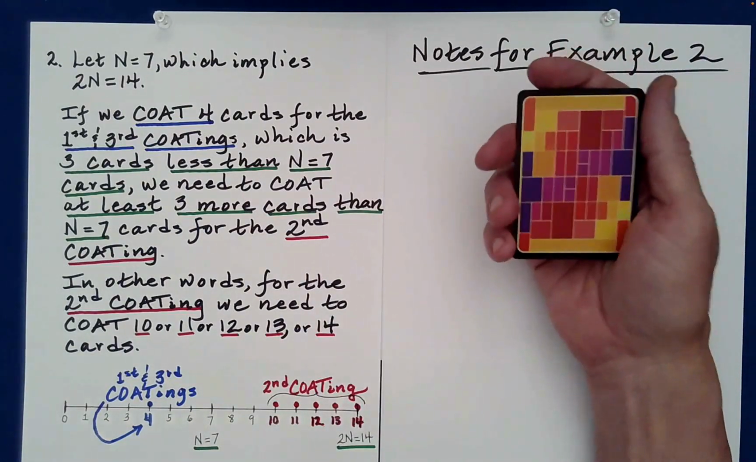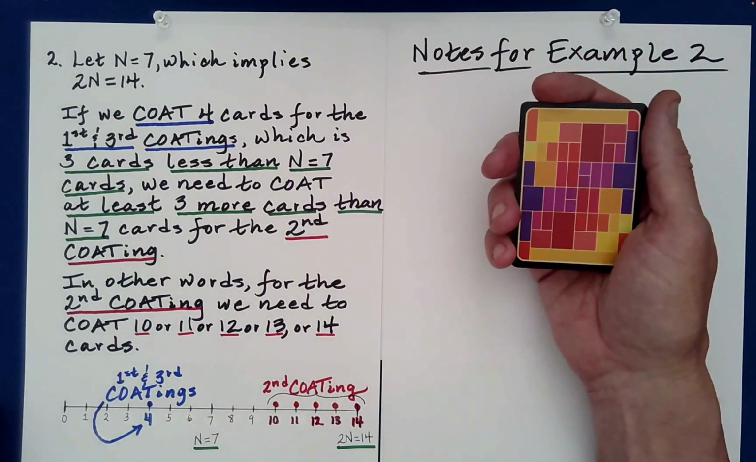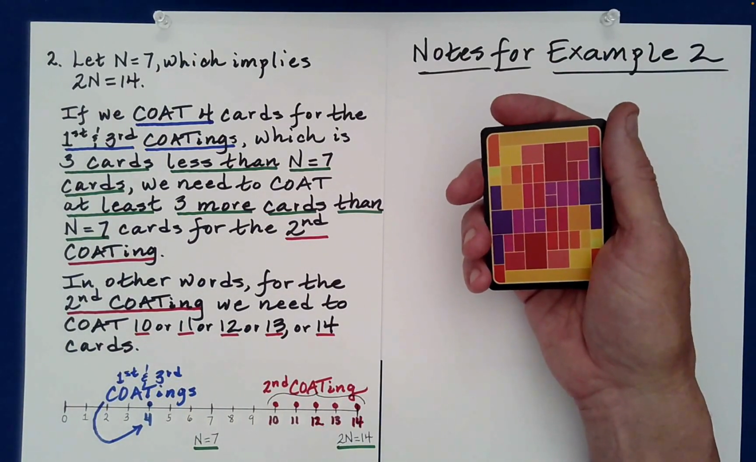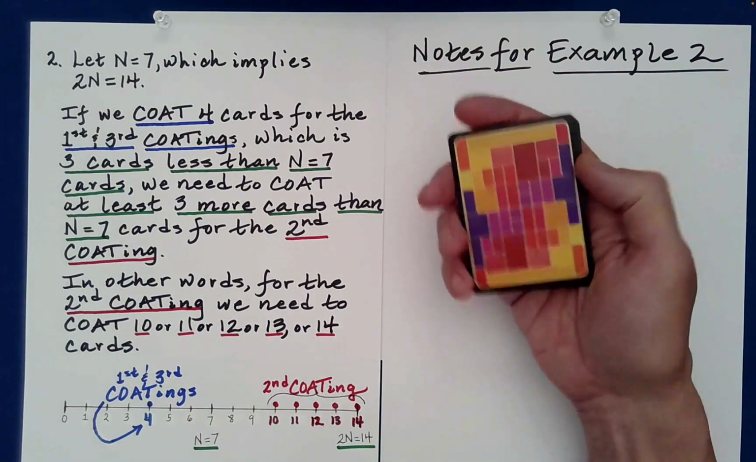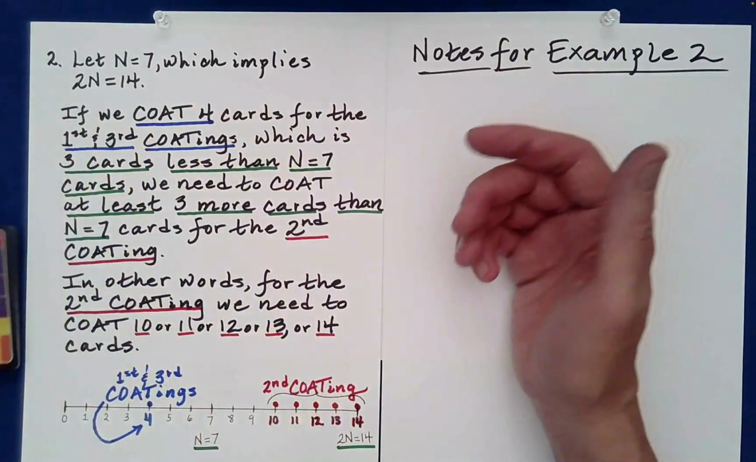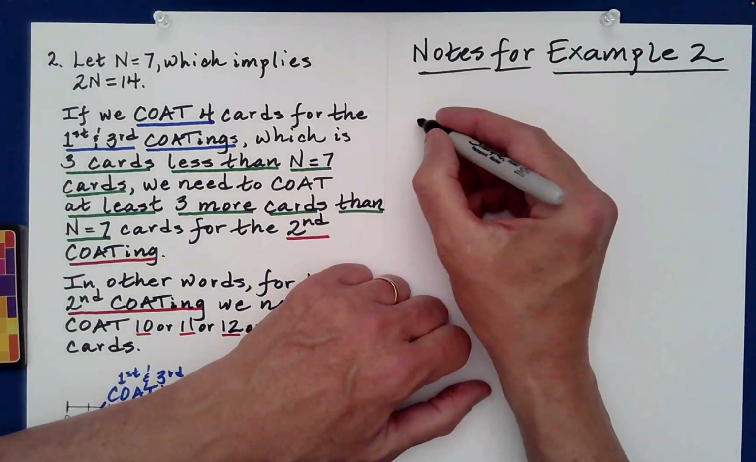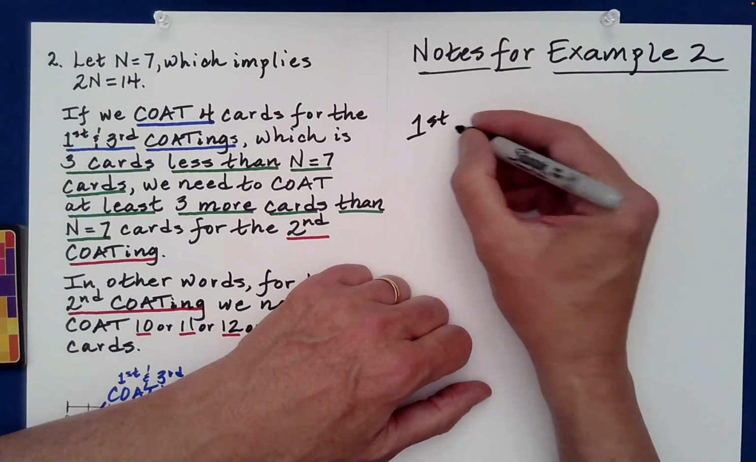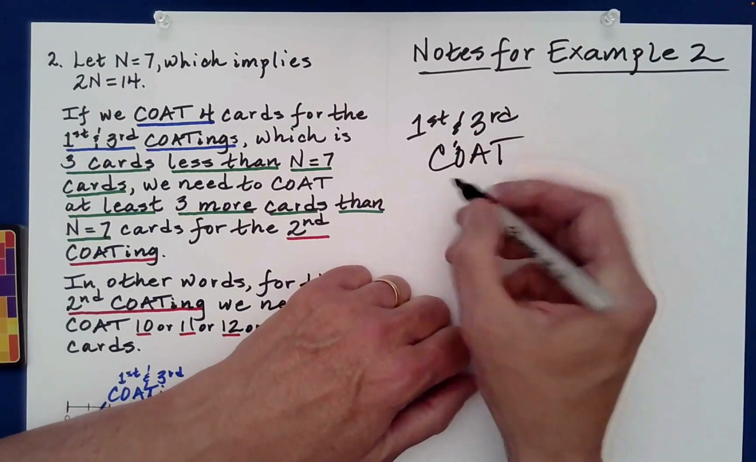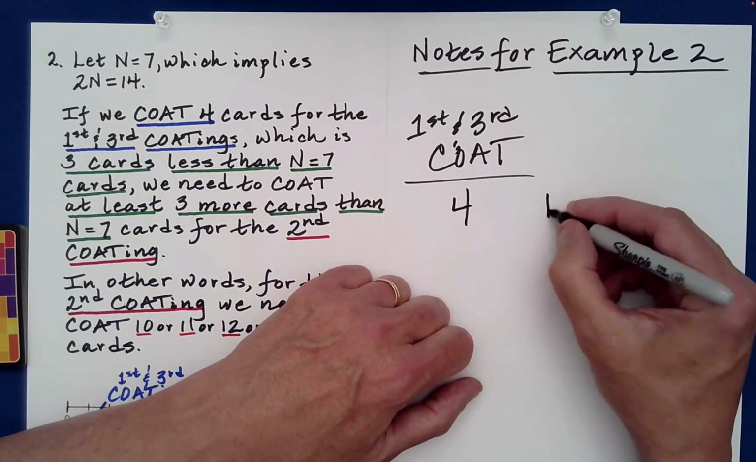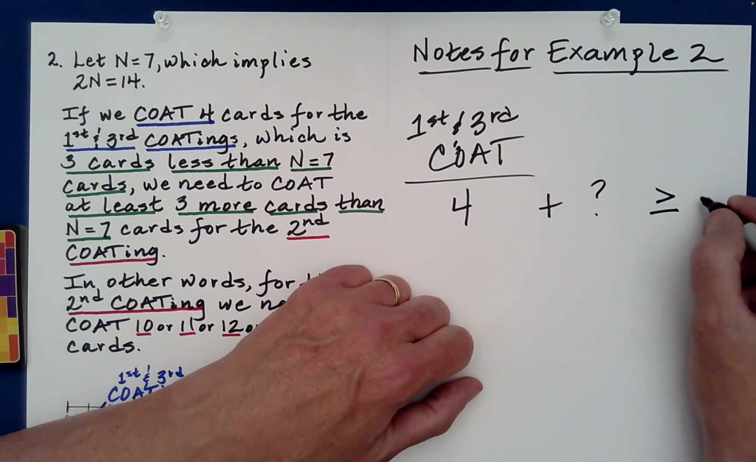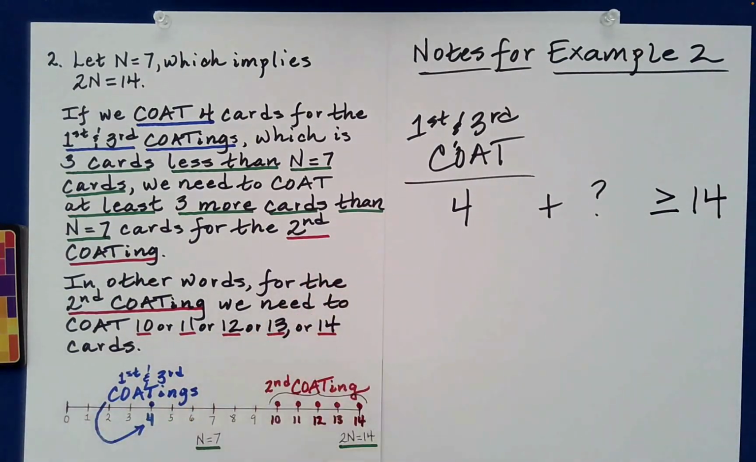Okay, and now suppose we want to code 4 cards for the first and third codings. What would be the range of values for the second coding that will allow our bottom card to rise to the top? Okay, well, think about it. Just think about it here. So we're going to, technically for the first and third coding, code 4 cards. So we have 4 cards. So 4 plus what is going to be larger than or equal to the packet size of 14.